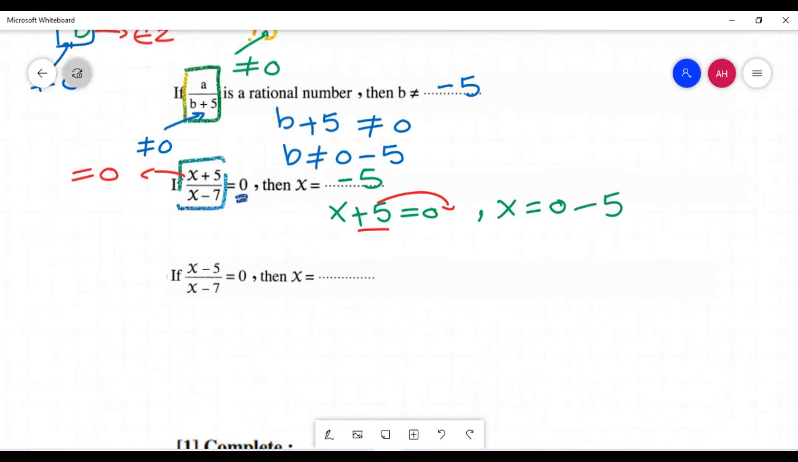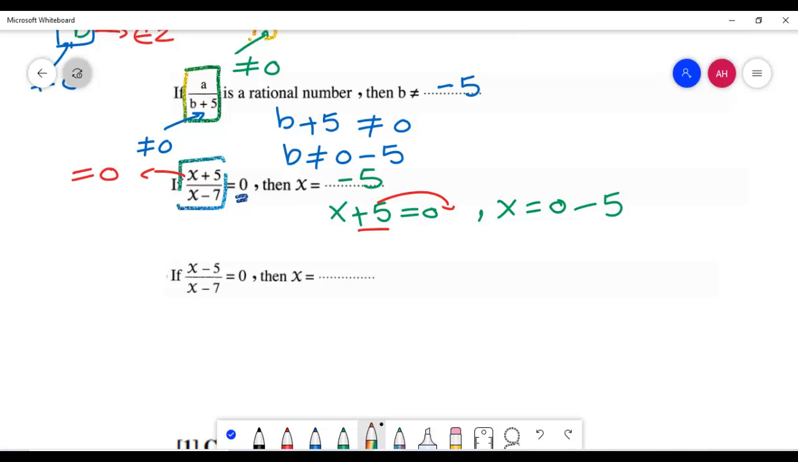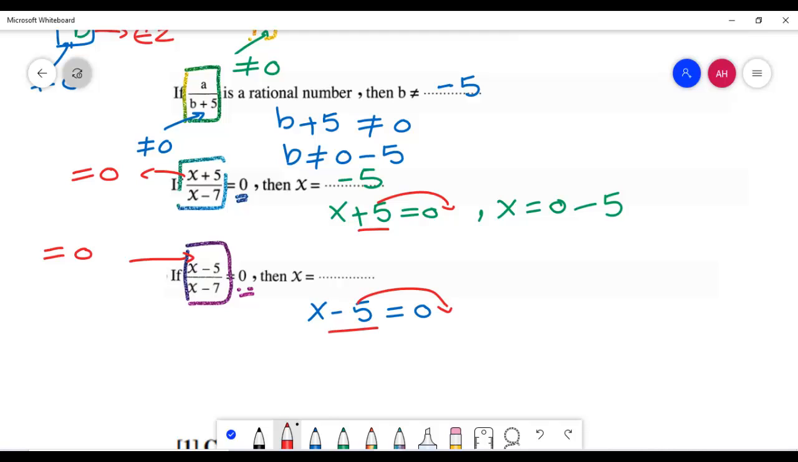Let's go now for the next one. If (x − 5)/(x − 7) = 0. We said that, again, for a fraction to be equal to 0, this means that my numerator is equal to 0. In other words, I am saying that x − 5 is equal to 0. And this is an equation. To solve it, I'm going to move minus 5 to the other side. x now is equal to 0 + 5. So x is equal to 5.